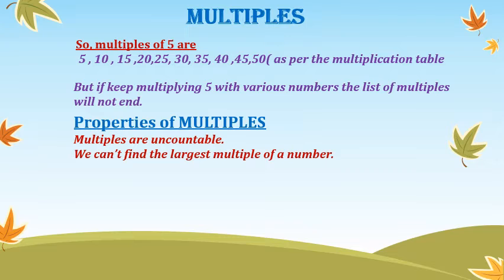So this implies that multiples are uncountable because we can keep on multiplying 5 with as big a number as we want, and this list of multiples will never end. It also tells us the second property of multiples, that we cannot find the largest multiple of a number.